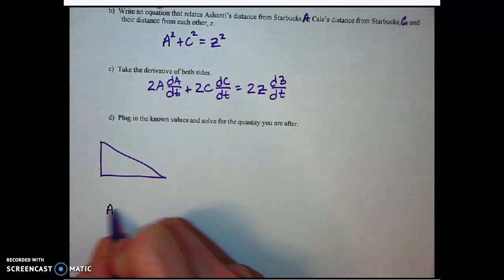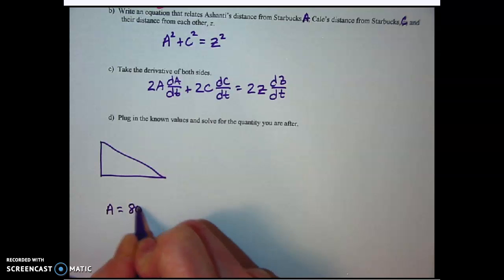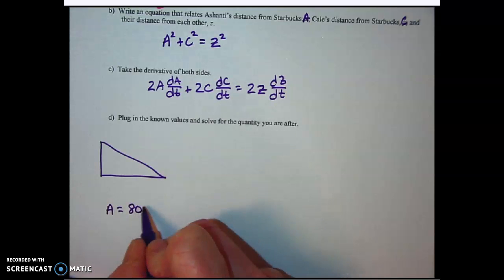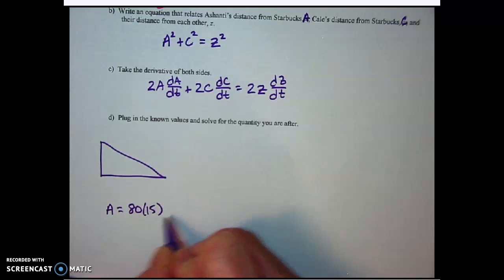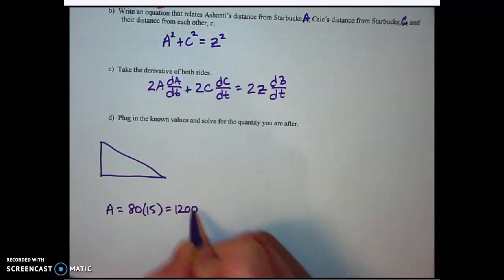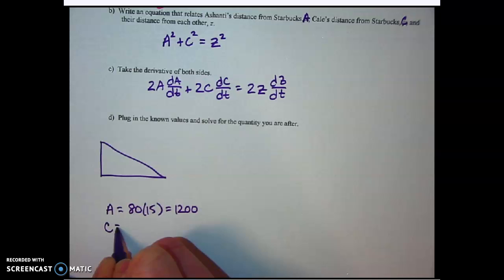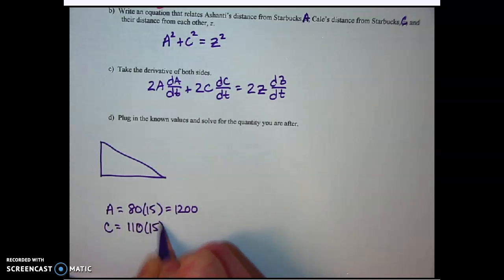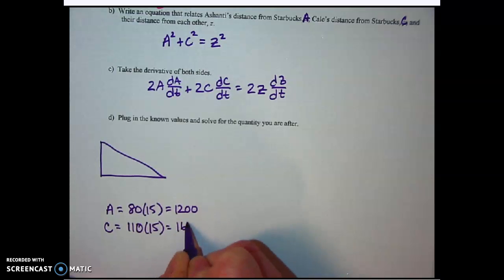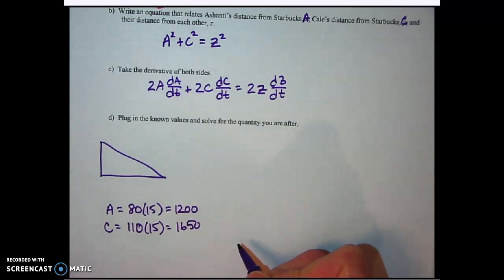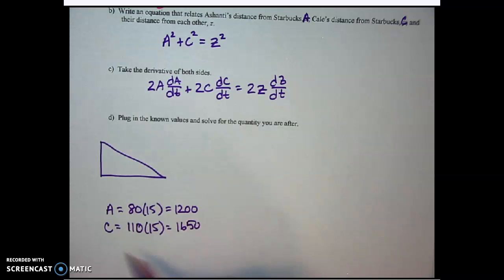So after 15 minutes, he's moving at a rate of 80 yards per minute, so he will have gone 1,200 yards. And Cale, moving at a rate of 110 yards per minute, again after 15 minutes, he will have gone 1,650 yards. So then we need to find, at that exact moment, what is the distance between them using the Pythagorean theorem. So go ahead and pause the video and use the Pythagorean theorem to find your z.